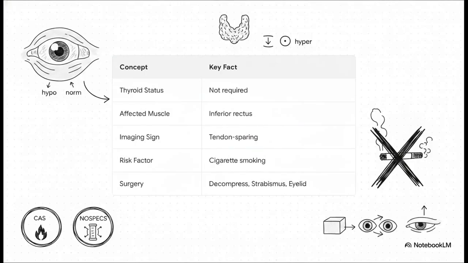Let's pull this all together. So the crucial point is really captured in these non-negotiable facts. Thyroid state doesn't matter. It can be euthyroid, hyper, or hypothyroid. The most affected muscle, the inferior rectus. Your ultimate imaging clue, tendon-sparing muscle enlargement. Remember the scoring distinction. CAS is your active inflammation, NOSPECS is your permanent severity. And finally, that rehabilitative surgical sequence is always decompression, then strabismus, then eyelid.